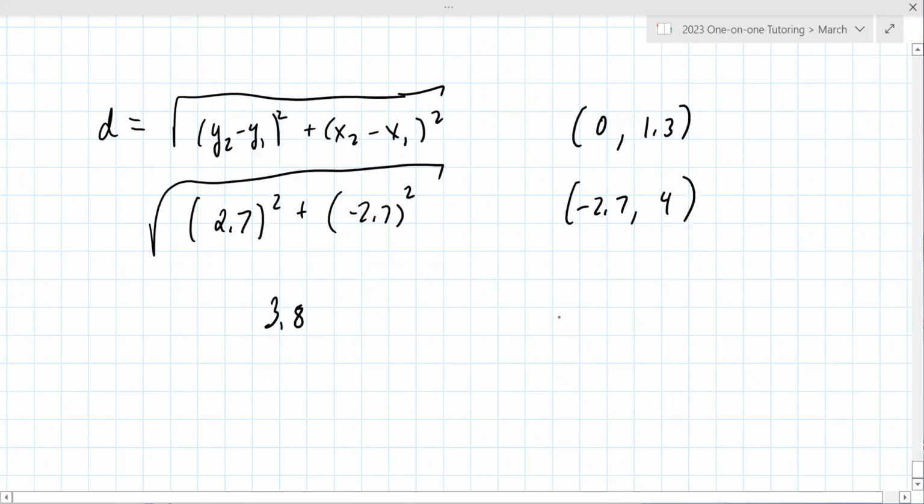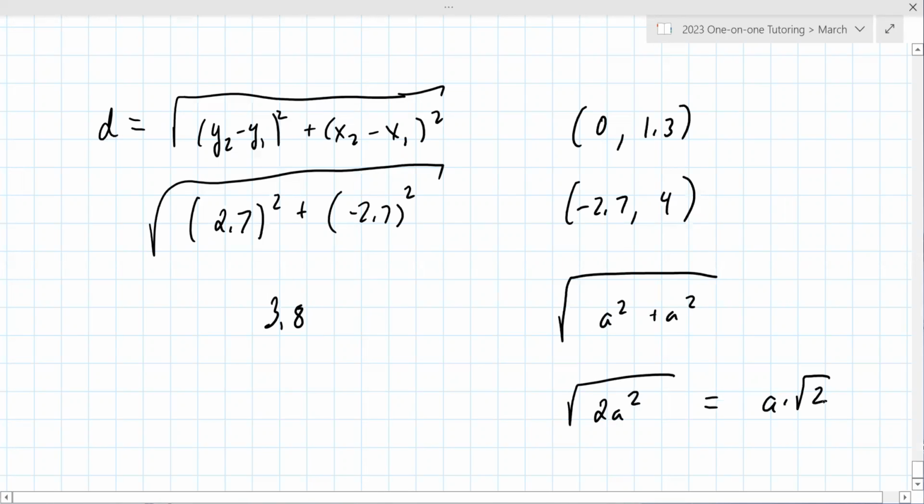So what you did is not correct. You cannot do that. This actually becomes the square root of 2a squared, which ends up being a times the square root of 2. So just follow it through. Don't jump to conclusions on that one. All right. Good.